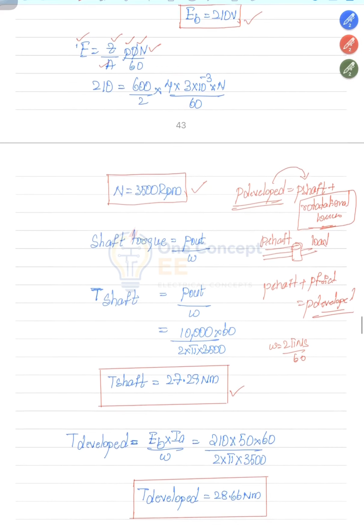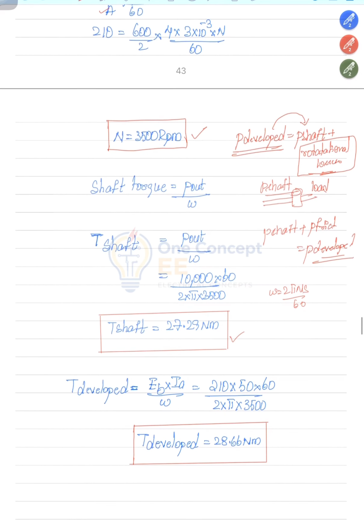The developed torque is EB into IA, that is the developed power, divided by the respective speed in radian per second. By substituting in this formula, we can find the developed torque is 28.66 Newton meter.